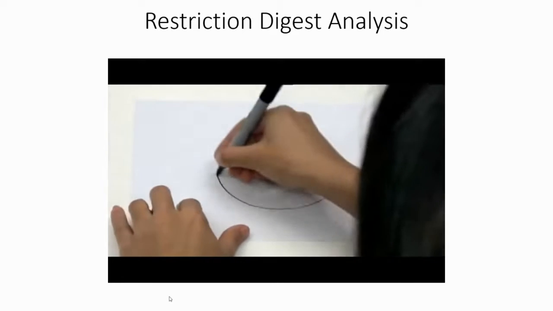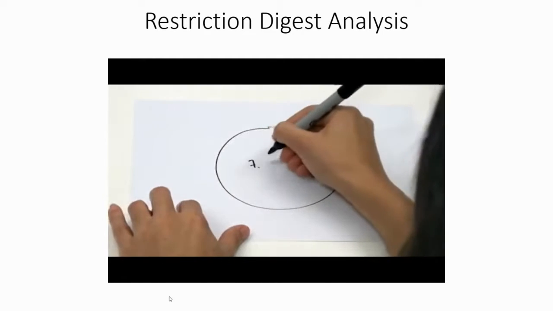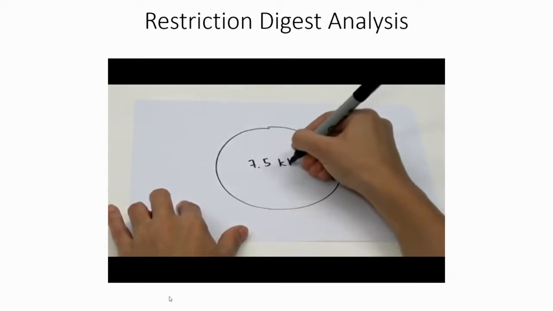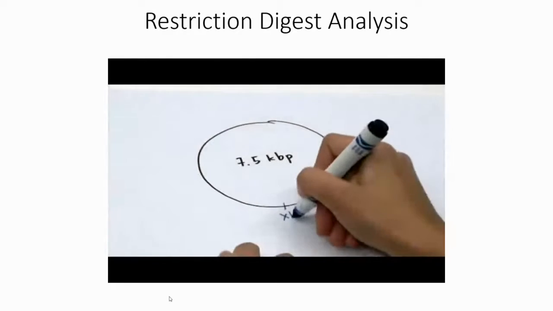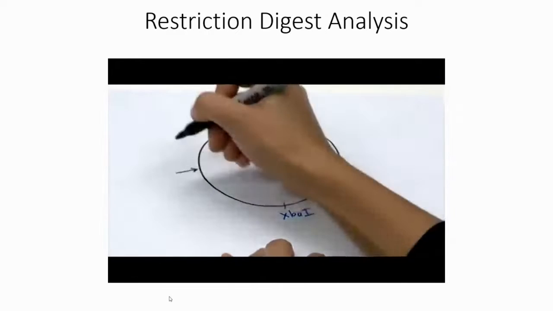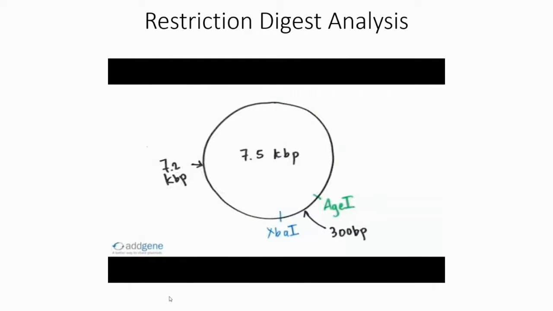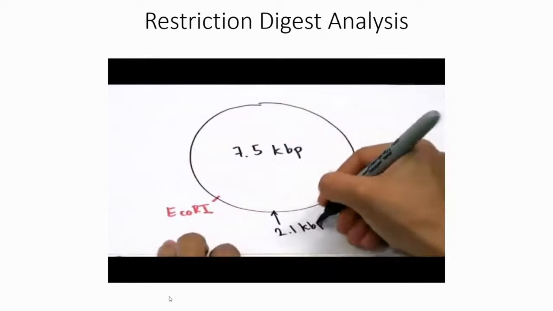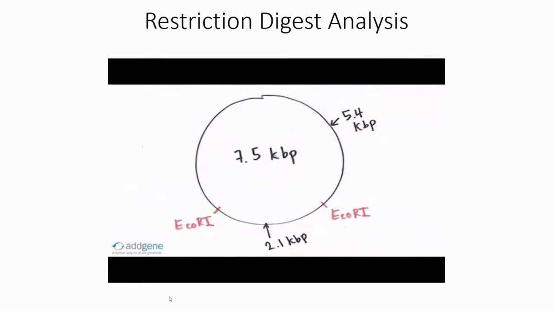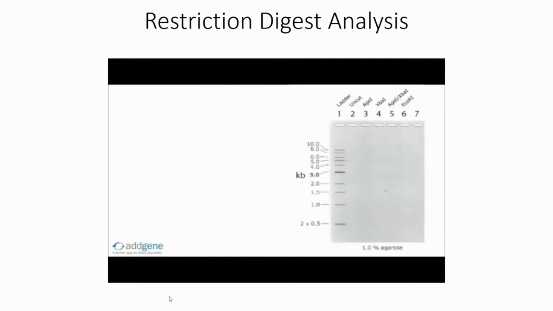In this exercise, we would like to verify the identity of a plasmid we received from Addgene. We'll digest the 7.5 kilobase pair plasmid individually with either AGE1 or XBA1, which are both single cutters, and then with AGE1 and XBA1 together. We'll also digest the plasmid with EcoR1, which has 2 recognition sites in the plasmid. So let's draw out the expected results. Here's our gel. Lane 1 is the size marker, often referred to as the ladder. Lane 2 will be the undigested control.